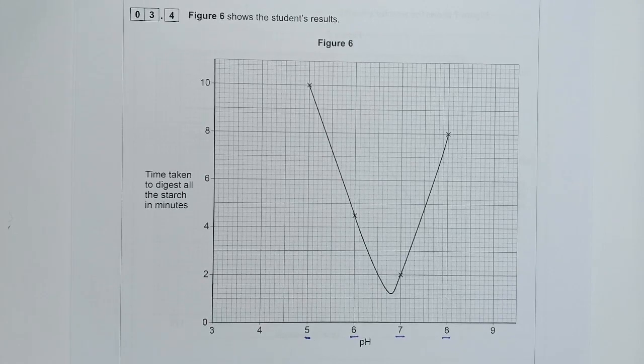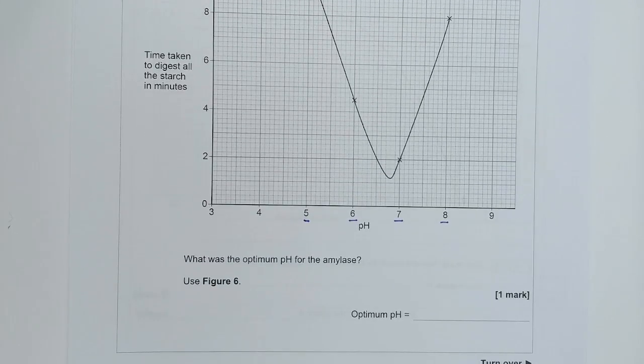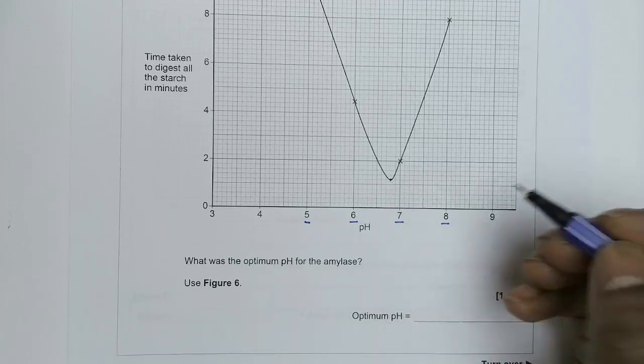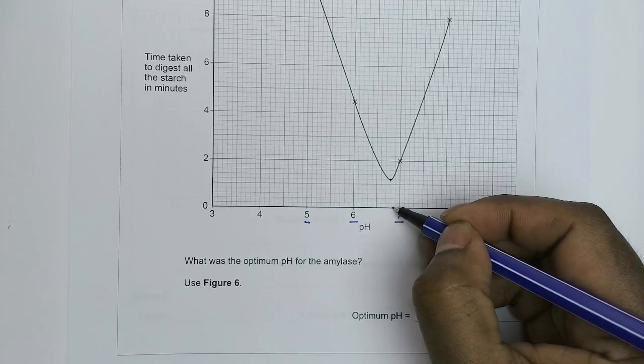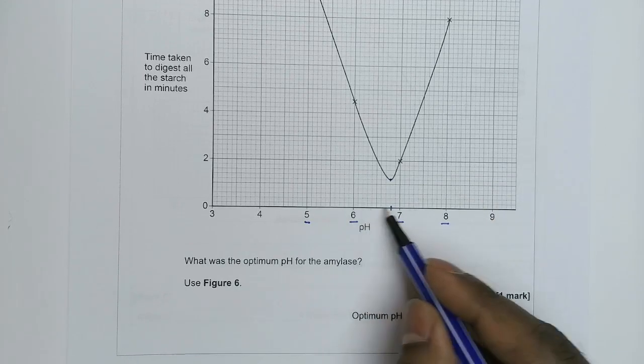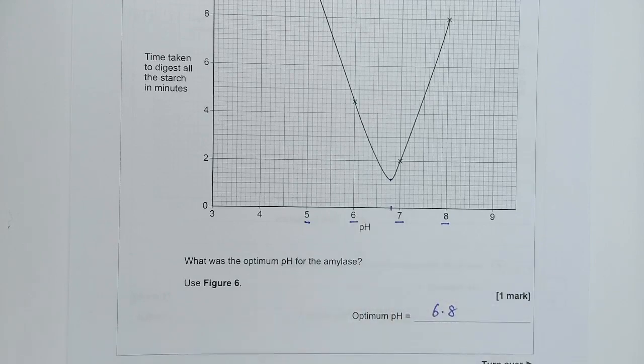The question is asking, what was the optimum pH for the amylase? The optimum pH for the amylase is when all the starch would have been digested with the smallest time taken. So that is at this time. So that is at 6.8 pH. Each of the boxes is 0.1. So that's 10 boxes. So that's 6.8.